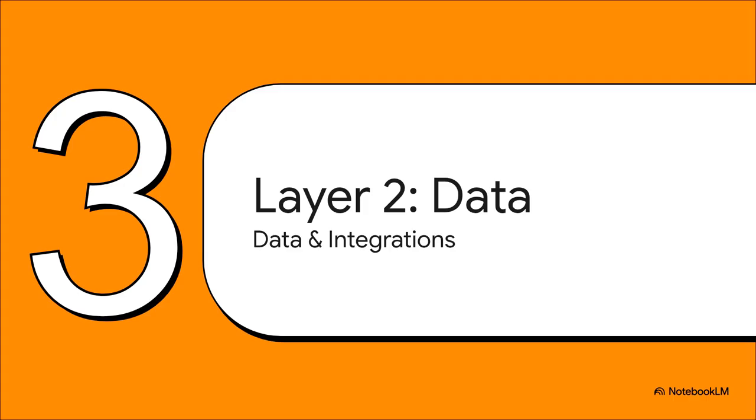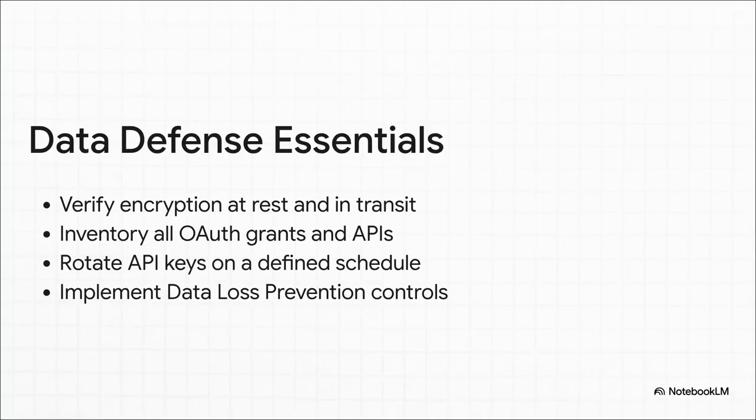Section 3, Layer 2, Data and Integrations. Okay, so once you've locked down who can get in, you have to look at where your data actually flows and how those 130+ applications are talking to each other behind the scenes.